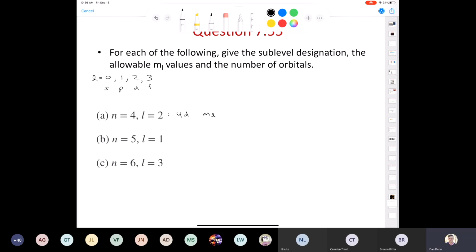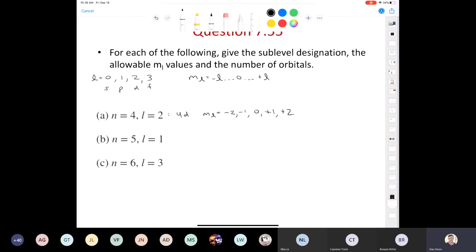For the ML values, since L is equal to 2, remember that ML goes from minus L all the way up through 0 to positive L. So ML is going to be equal to minus 2, minus 1, 0, plus 1, plus 2.